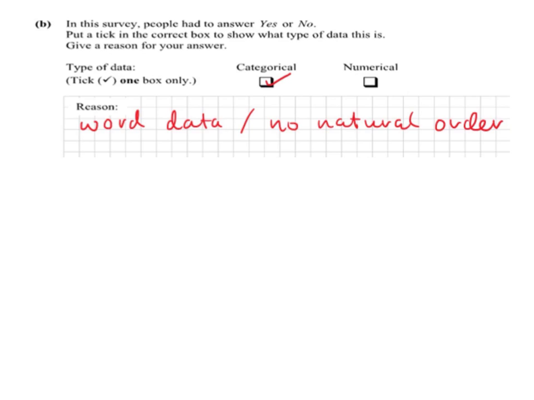So I've ticked categorical, and categorical data is word data and numerical data is number data. I've ticked categorical because yes or no is word data and there's no natural order for it. So yes or no are not numbers, so they have to be categorical data because categorical data represents word data. And there's no natural order to put yes or no in.